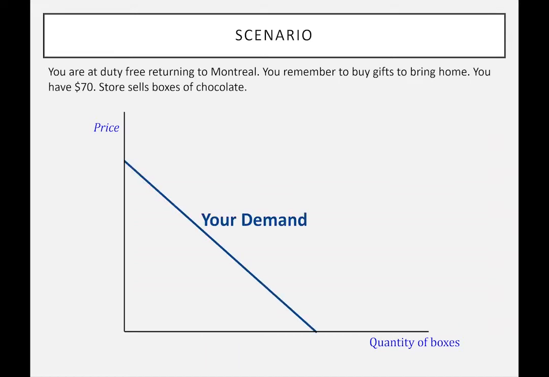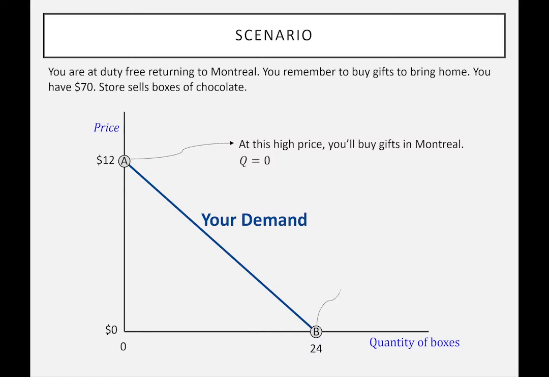I've just drawn your demand curve like this, and let's say, for example, if the guy charges $12 per box, you decide that at this high price you're not going to buy any chocolate, it's just too expensive, and you're going to buy gifts that you can give to people back in Canada. Say in Cuba, you're going to buy the rum or whatever it is you can offer to people when you get back. $12 is too much for you.